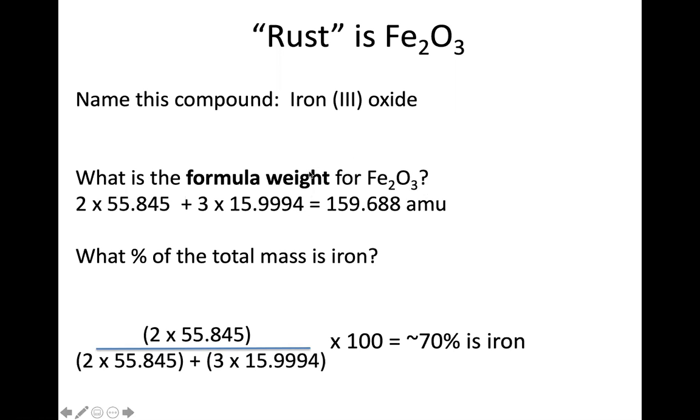This would be then the total mass when I'm looking at Fe2O3. I could then consider what percentage of that is coming from the iron, and I get to about 70% of it is coming from the iron.